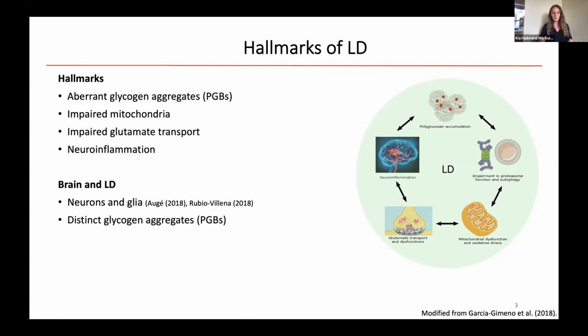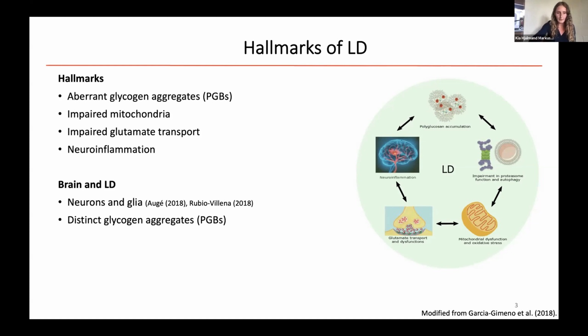One thing that's important to remember is that early on, it was established that PGB accumulate in neurons, and the glial cells will largely ignore it for the first period. However, we do know today that the glial cells as well do accumulate glycogen, the PGBs, and they are different from the one accumulating in the neurons.